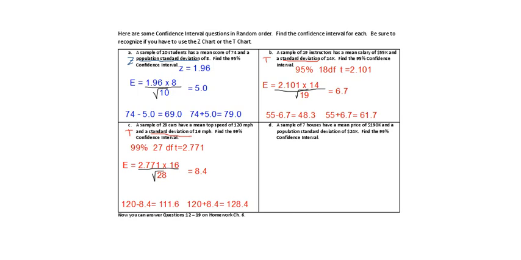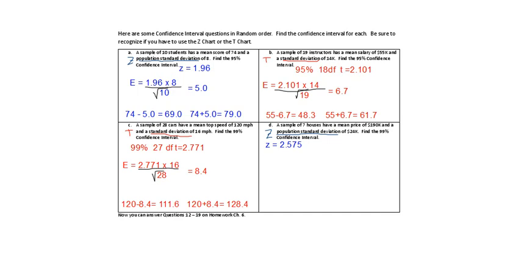All right, part D. A sample of 7 houses has a mean price of $190,000 and a population standard deviation of 24,000. Because it says population standard deviation, we have to use the z-chart. And for 99%, the z-score is equal to 2.575.